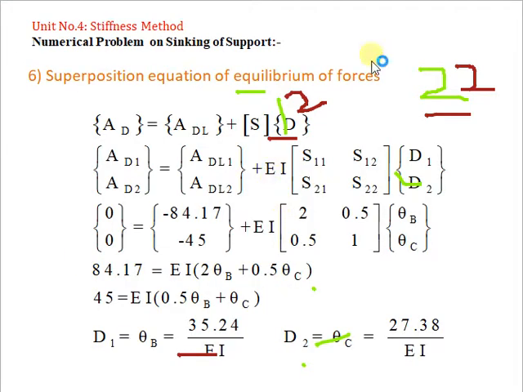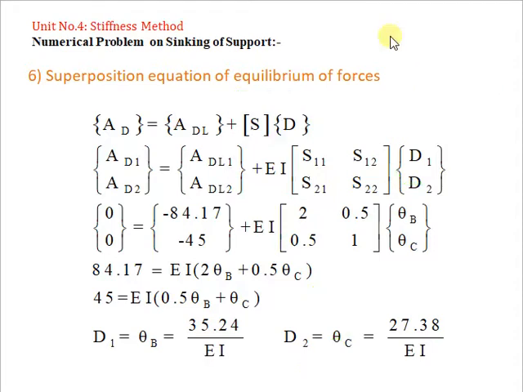Okay, so now this is the second part of our previous problem. So let's move toward the second part. After calculating the coefficients of the stiffness matrix, we construct the superposition equation of equilibrium of forces. So AD is equal to ADL plus S into D.